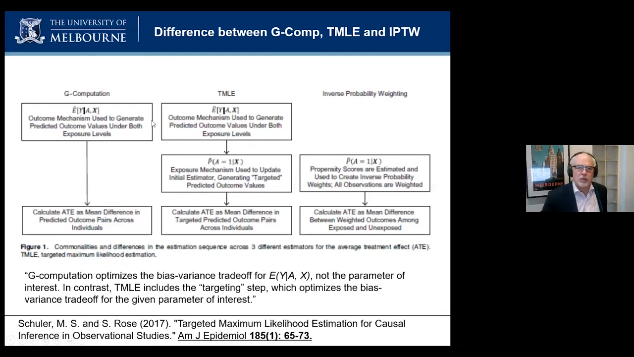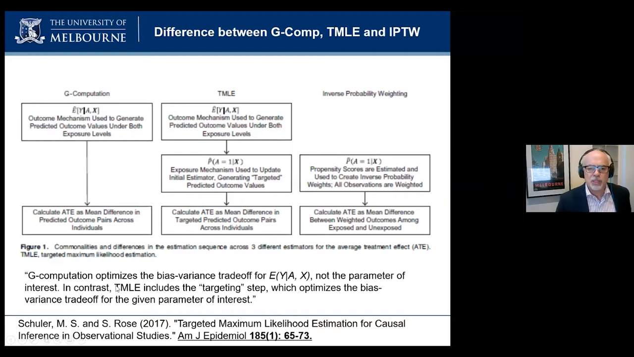And so to try and understand the difference between G computation, TMLE and IPTW, this diagram is quite useful. Sherry Rose worked with us on the IJE paper, and she actually came out of UCL where the TMLE methods were developed. Now, with the G computation, you're estimating potential outcomes of Y given the covariates, and they use that to then work out your average treatment effect. With inverse probability of treatment weighting, you're creating an inverse probability weight because you're predicting the exposure given the covariates here. TMLE does both. You're predicting the outcomes and then you're targeting it by adding in some propensity score or prediction of exposure type of function here.